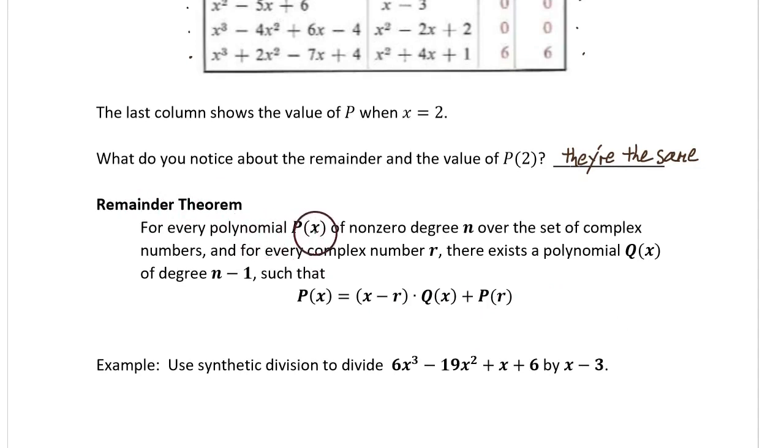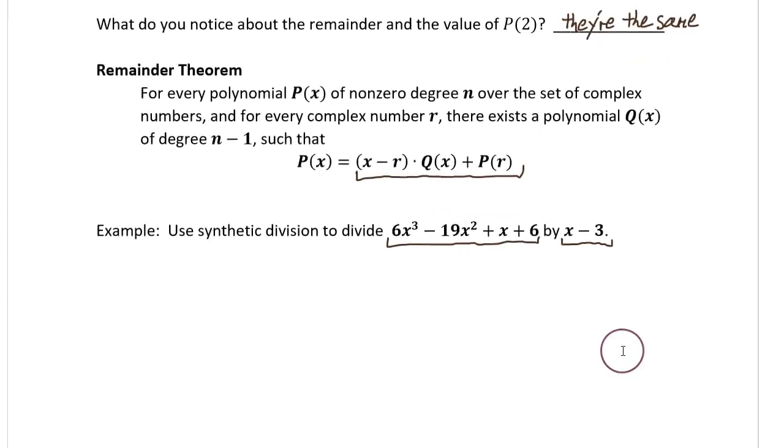For every polynomial p and for every number r, there will exist a polynomial q with degree 1 less than the original polynomial, such that the polynomial factors into this format. What this is telling us is that when you divide a polynomial by a binomial that's linear, the answer will have this look to it. Let's try an example of this and see that.